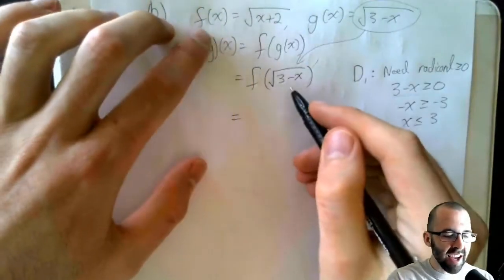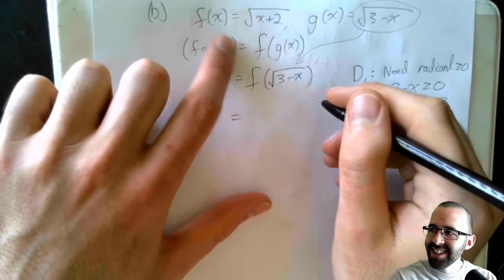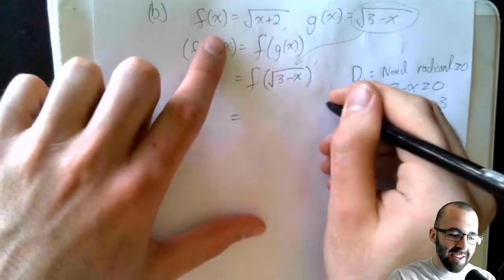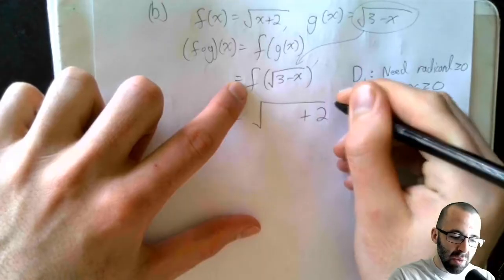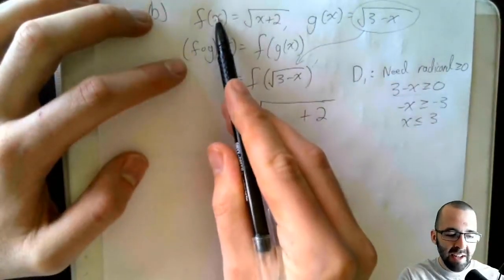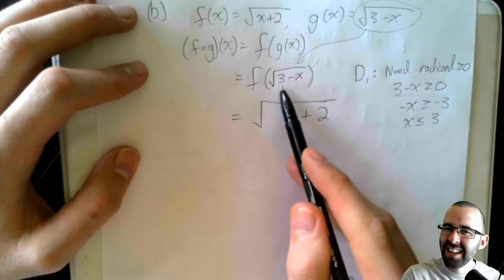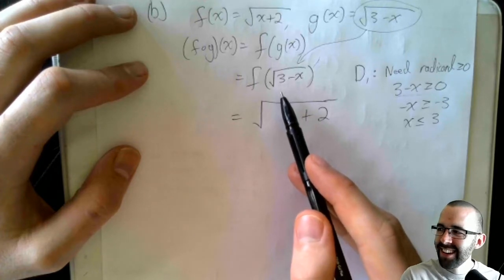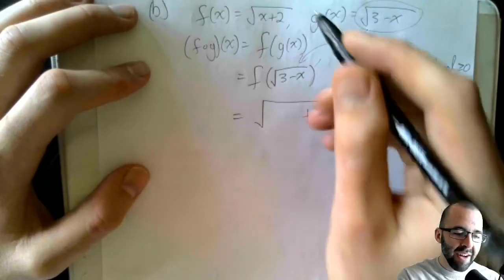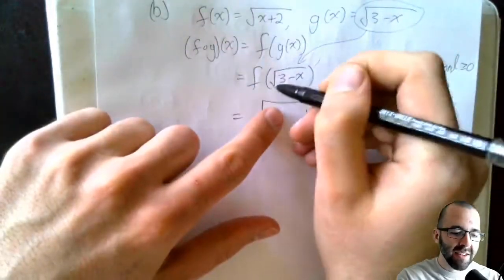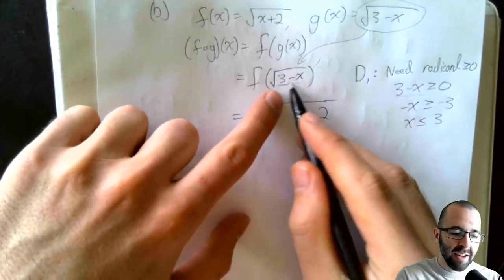Look at what happens. We need to plug this inside into f. Well, what is f? The function f says you take the square root of your input plus 2. But here our input is x, so there's just an x here. Here our input is the square root of 3 minus x. So we're plugging the square root of 3 minus x into this function. The x is getting replaced by this input, so we don't have the square root of x plus 2 anymore, because x is getting replaced by this whole thing.